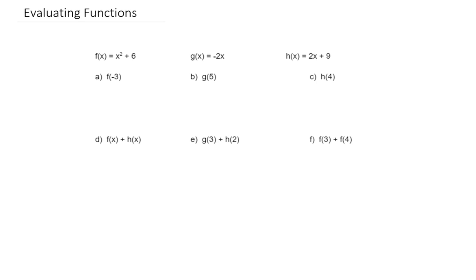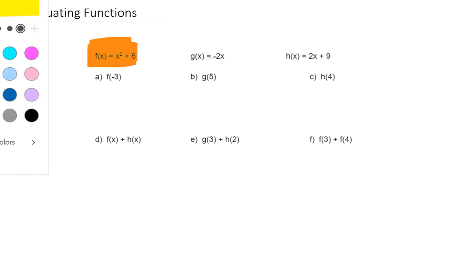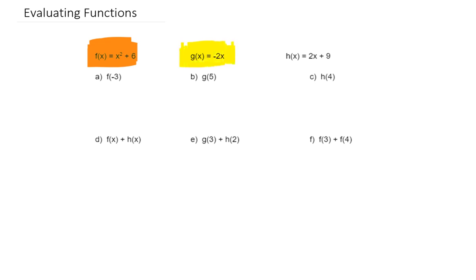For number A here, you can see I have three different functions. I have f of x is equal to x squared plus 6. I have g of x is equal to negative 2x. And then I have h of x is equal to 2x plus 9. And really all that does is tell me which function is which. So when I get down to A, when it's telling me to find f of negative 3, it's telling me to use my f function, and to evaluate it when x equals negative 3.